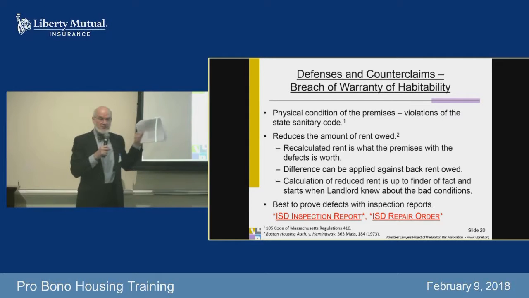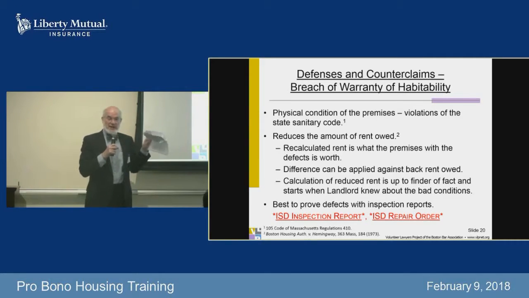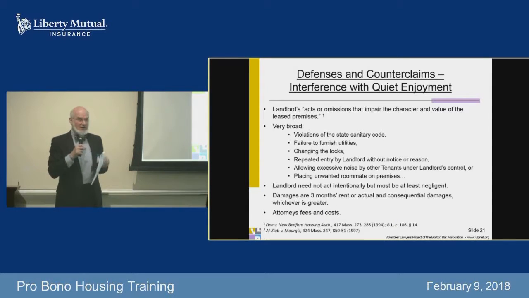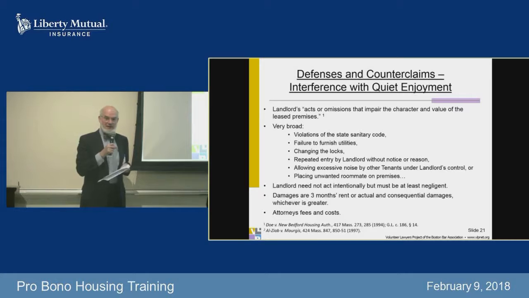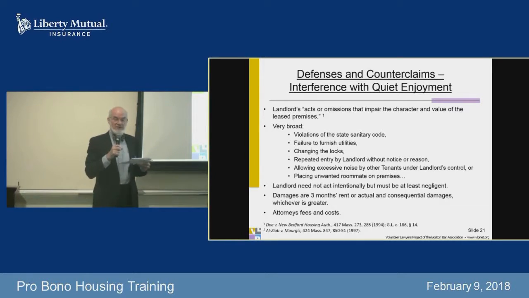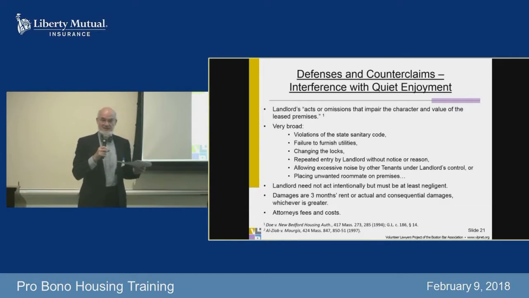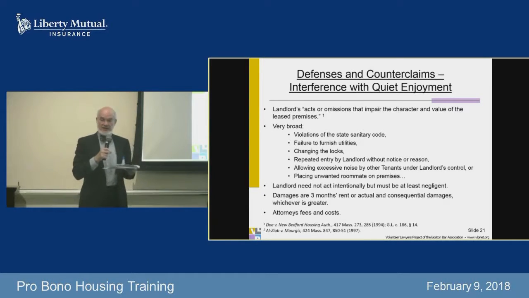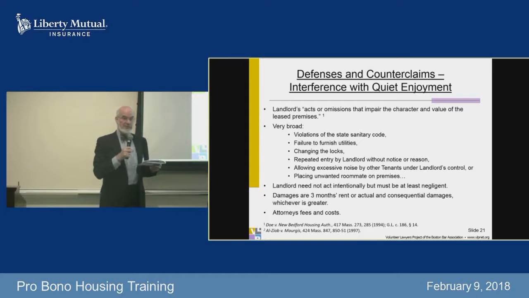I want to mention a particular species of problem, and that's quiet enjoyment. You may remember from property law, quiet enjoyment is a term in property law meaning essentially good title. And it's used here to mean whether the tenant is getting the essence of the tenancy. So the landlord could interfere with the tenant's quiet enjoyment by locking the tenant out. Obviously, that goes to the essence of the tenancy, but also by other kinds of serious problems like no heat, no hot water, or just really bad sanitary code violations.